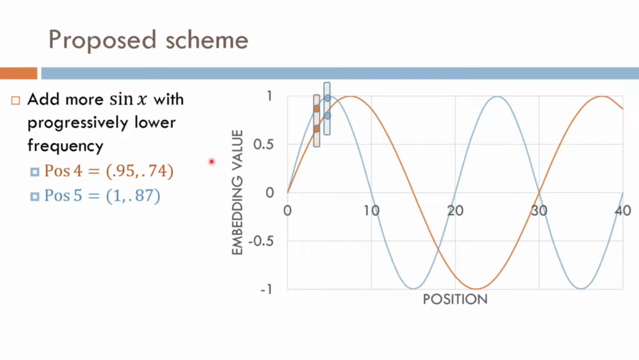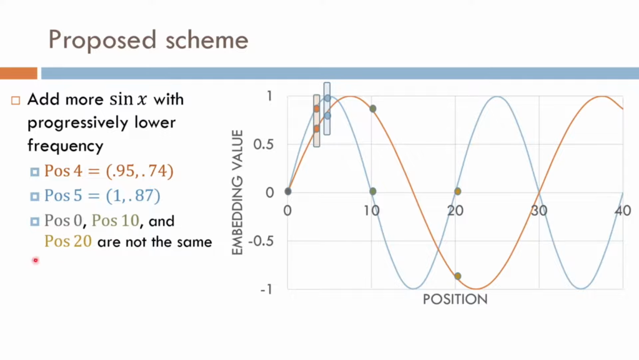So position 4 is now 0.95, combined with 0.74. Similarly, position 5 is 1 and 0.87. So now these two points are more different than they were previously if we just considered 0.95 and 1. Now they are more different. So this idea that they added more sin functions with progressively lower frequencies, now the second problem is also solved.